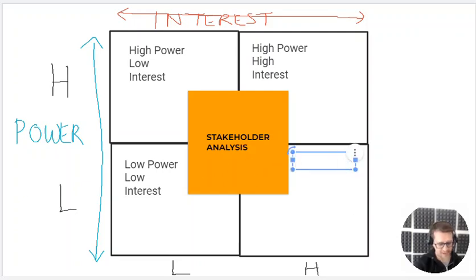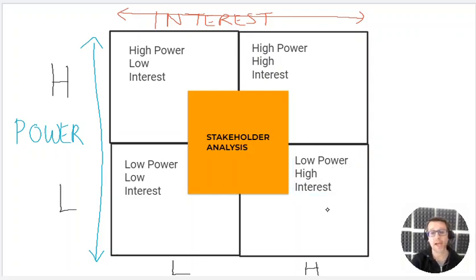And then we might have people who have low power but high interest. So this could, for example, be maybe one of the parents at the school. Actually, they don't have much power because they're one of 200 or 1,000 or 2,000 sets of parents, but they've got high interest because actually they're really concerned about their children's educational well-being. Okay, so that's a stakeholder analysis.